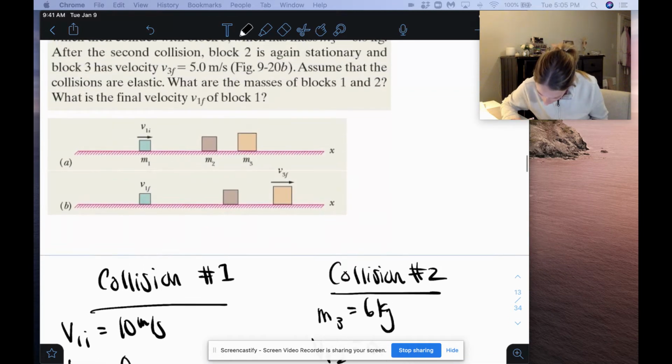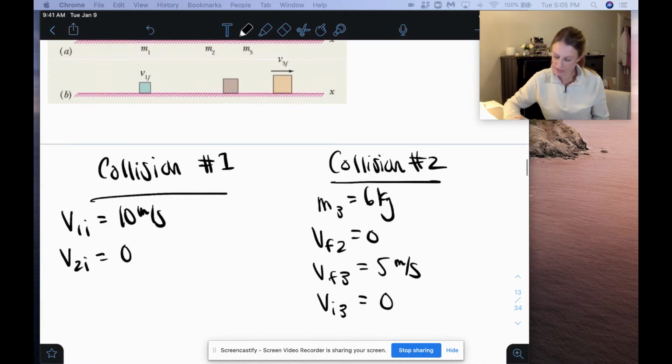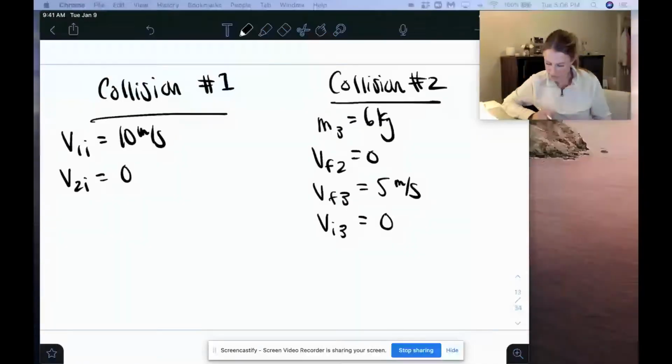Do we know anything else? Assume that the collisions are elastic. So no, that's all we know about collision number 2. We also don't know much about collision number 2, but we know much more about it than we do about collision number 1. Because these are both elastic, we have conservation of momentum and conservation of kinetic energy. So we're going to start with the collision that we know more about, and then work backwards almost.